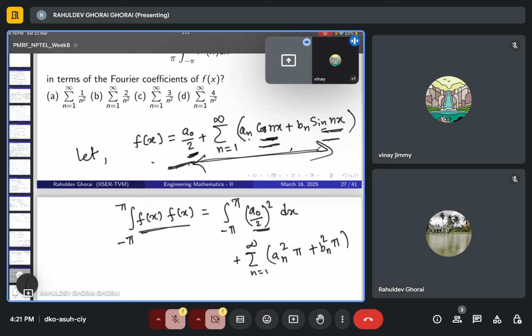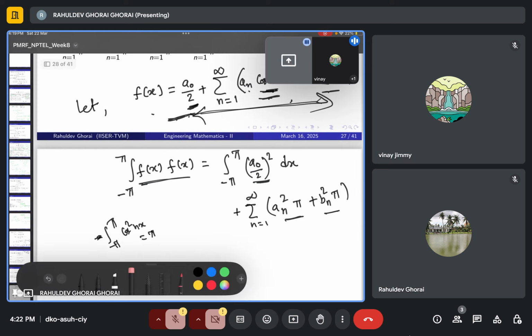Similarly, for these two also, they are orthogonal. That's why only when you multiply a n cos nx by a n cos nx, and b n sin nx by b n sin nx, twice, this will be this. And the integration over minus pi to pi of cos square nx, you will get that as pi, right? So that's why a n square pi and b n square pi remain. Do you understand that?